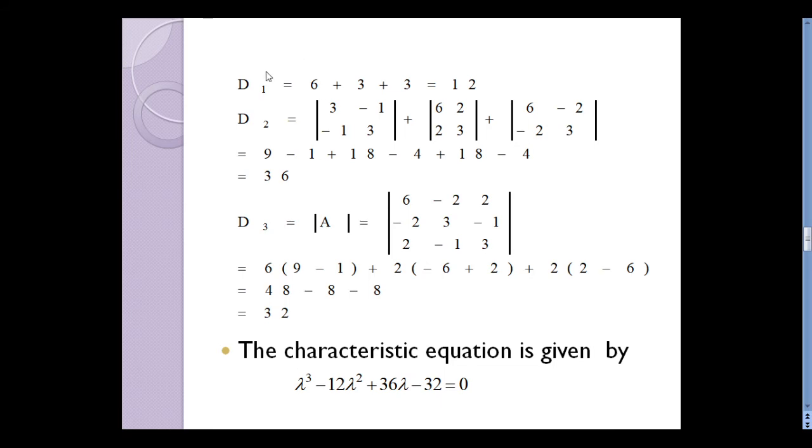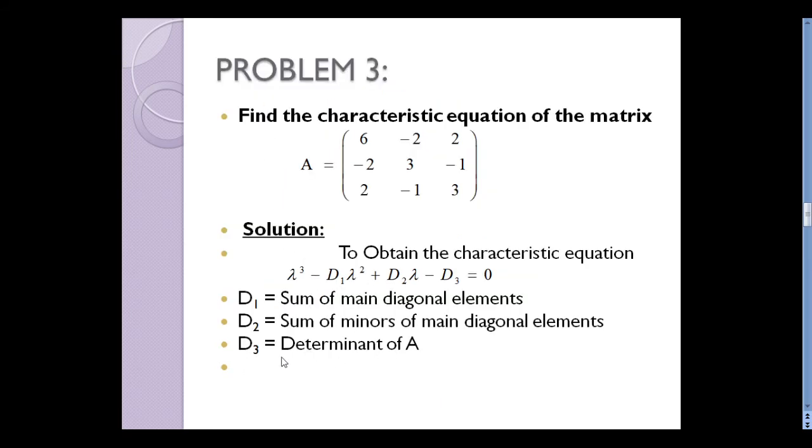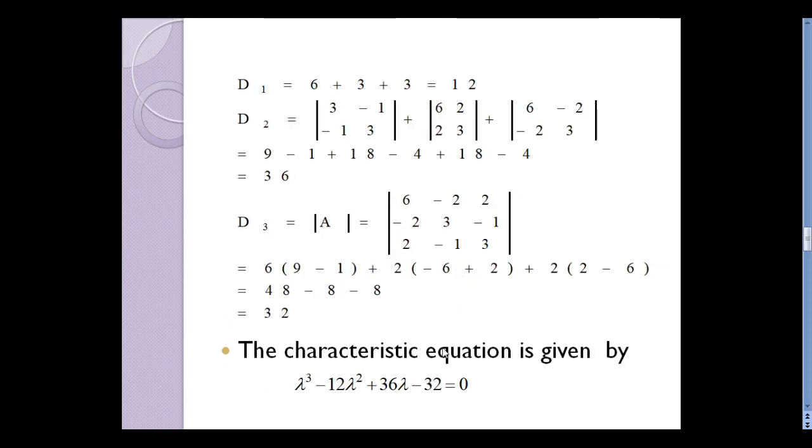Now substituting D1, D2, D3 in the formula, lambda cube minus d1 lambda square plus d2 lambda minus d3 equal to 0, we get the characteristic equation lambda cube minus 12 lambda square plus 36 lambda minus 32 equal to 0.